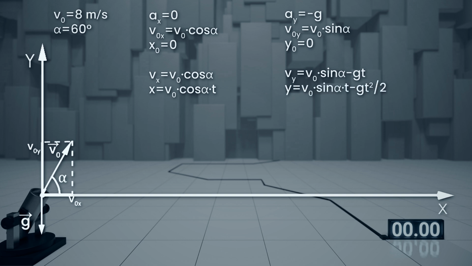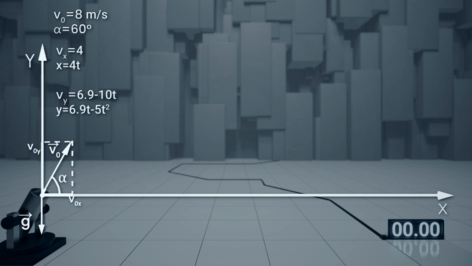Since the initial velocity is 8 meters per second and the angle is 60 degrees, the x component of velocity is 4 meters per second. This means that the horizontal coordinate is equal to 4 times time. The y component of the initial velocity is approximately 6.9 meters per second. This means that the motion equations take the following form.